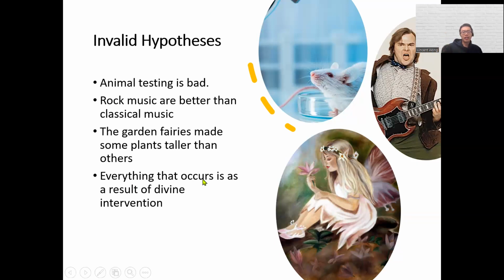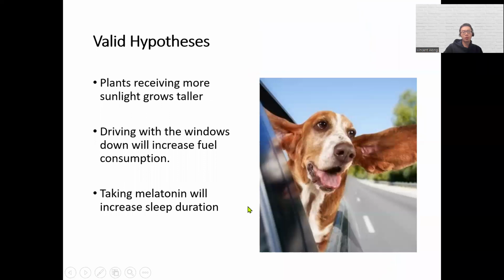Next one. Everything that occurs is as a result of divine intervention. Again, this is superstition. And number two, it is non-falsifiable. Okay. There's no way to prove it wrong, to show it wrong. There's no way to reject it. So that's why these things are invalid hypotheses. Let's take a look at some good ones.